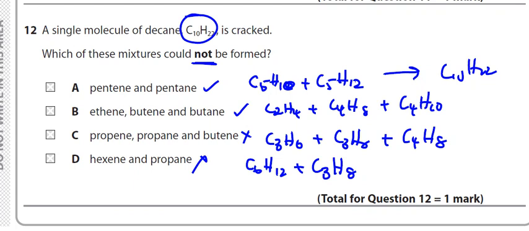Propene formula is correct. Propane and butene. So 3, 3, 6 plus 4, 10, 16. This is correct because I wrote here C3H8, but I wrote 6 before. That's why it's not correct. So the answer is, the wrong one is D.